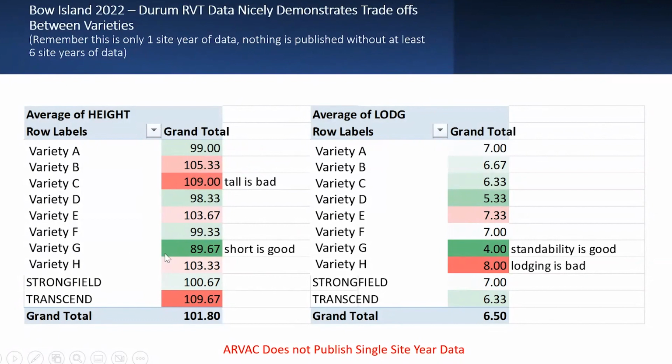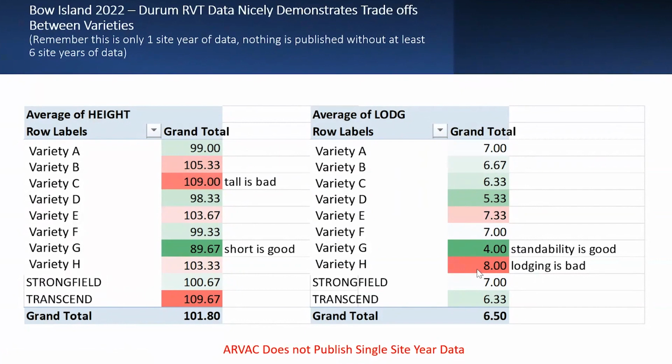And as I color code this, I go, wow, variety G is nearly 10 centimeters shorter than everything else out there. That is really exciting because I'm from an area where lodging is a big issue. And then I look at the lodging data and I go, wow, look at variety G on a 1 to 9 scale. It's at a 4, with 1 being upright. I'm excited about that. And variety H is kind of making me nervous about how badly it is lodging. So I'm really excited at this point about variety G.